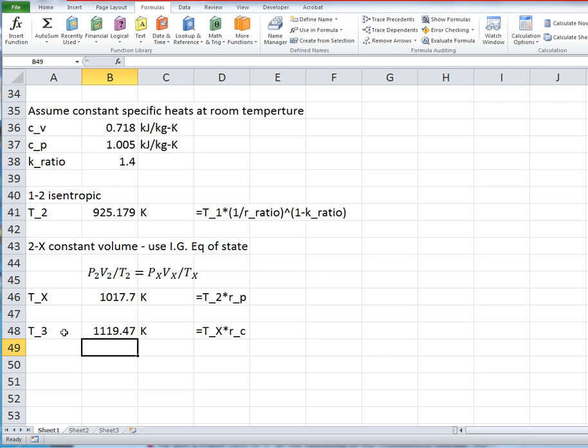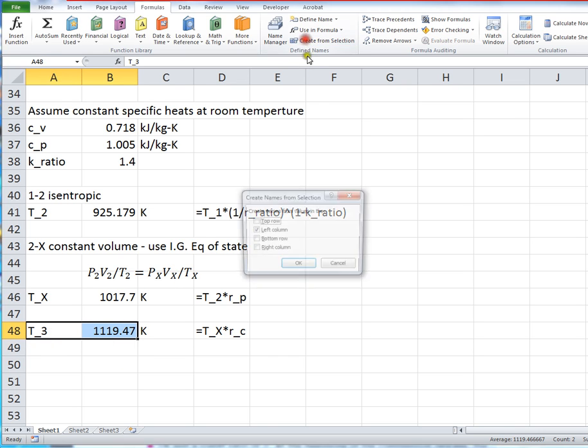Yeah, doesn't seem like much of an increase though, does it? But the cutoff ratio is not very large. The cutoff ratio is V3 over Vx. So that seems to be correct.